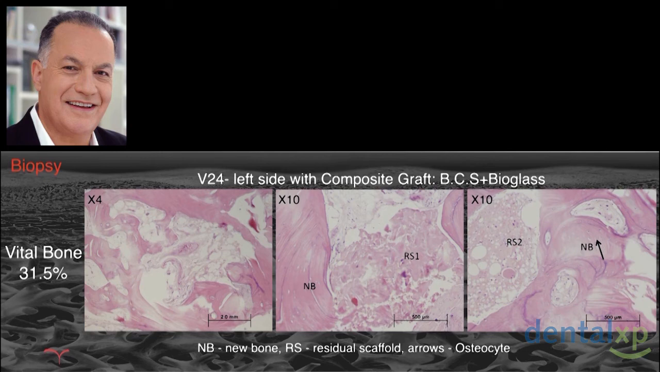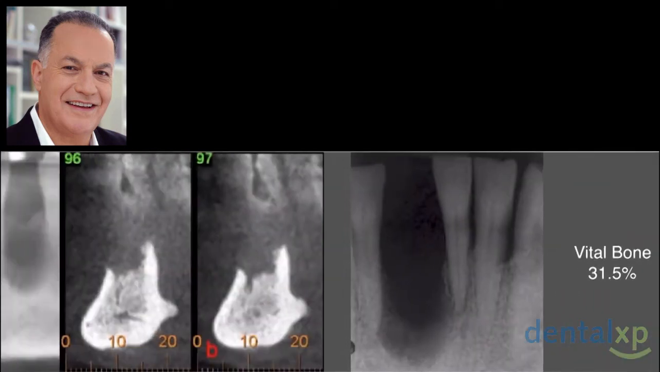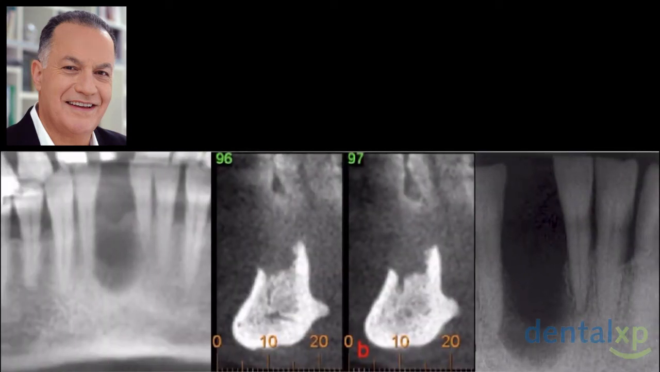And we have to remember that a biopsy is punctual in time. If we had done this biopsy at 1 year or 2 years, we probably could have more vital bone because of the resorption of the residual scaffold.